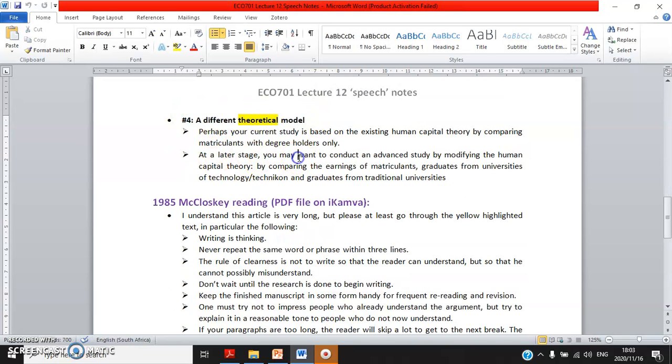And then the fourth example, you switch to a different theoretical model. So this is an example. Remember from the human capital theory, I showed you the figure before. The human capital theory compared the earnings of two groups of people, matriculants versus degree holders. But you have decided to do some amendments. You want to modify your human capital theory. This time you want to compare three groups: matriculants, those from universities of technology, Technikon, and those graduating from the traditional university. So in other words, you modify the human capital theory, okay?